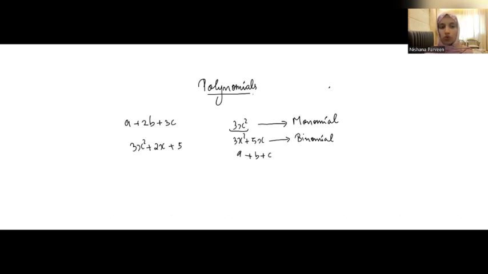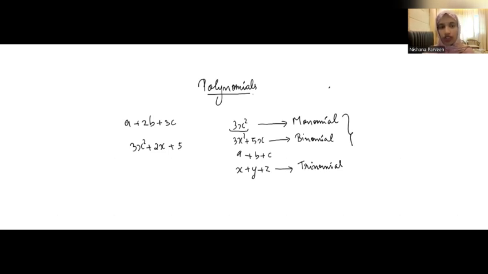Here you can see a plus b plus c, or a plus 2b plus 3c, or 3x squared plus 2x plus 5, or x plus y plus z. These all have three terms, right? So I can call this a trinomial. I hope it's clear. These are different types of polynomials: monomial, binomial, trinomial, and so on. Depending upon how many terms a polynomial contains, we can classify it as monomial, binomial, trinomial, etc.